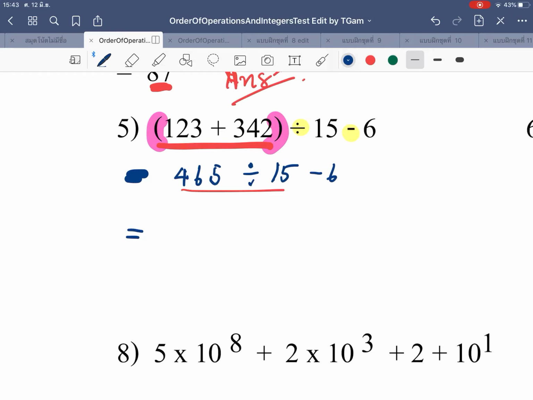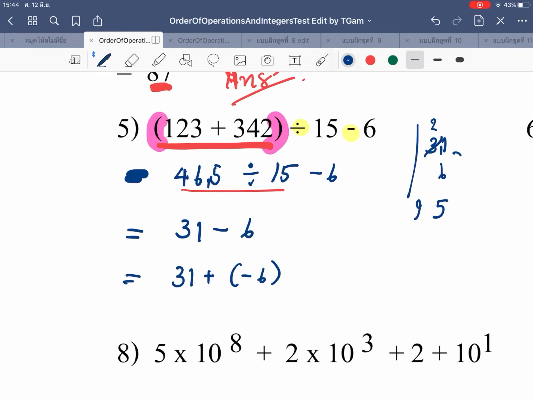15 times 3 is 45, carry 1. 15 divided by 15 is 1, 31 minus 6. So what you can do, you just take 31 minus 6, which is 25, right? Then you have 25 left.